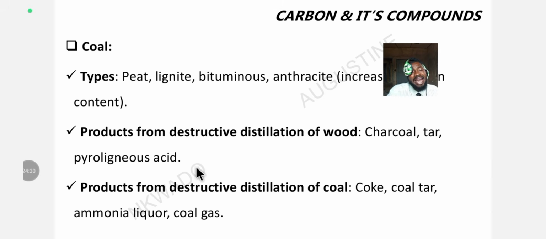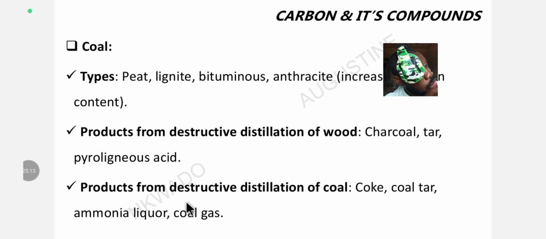These three products are the products formed from the destructive distillation of wood. Okay, destructive distillation. Let me just tell you, Jamb said you should know this, that's why I put it here. So ensure you know them. Have a glance so that when you see them as part of your options, you will be able to find the answer, or use the elimination method and pick the correct option. All right. So from the destructive distillation of wood, you get products such as charcoal, tar, and pyroligneous acid.